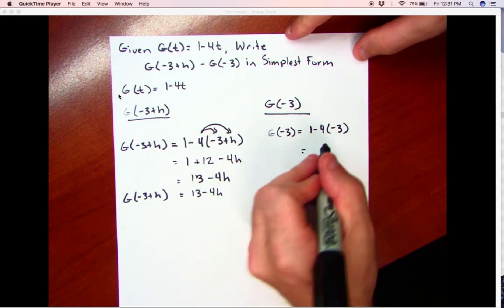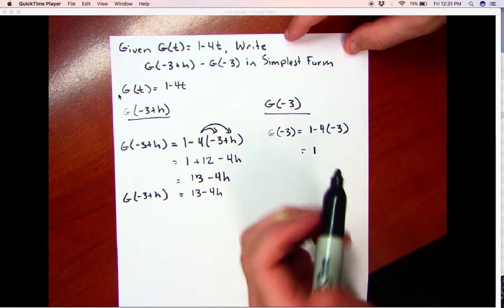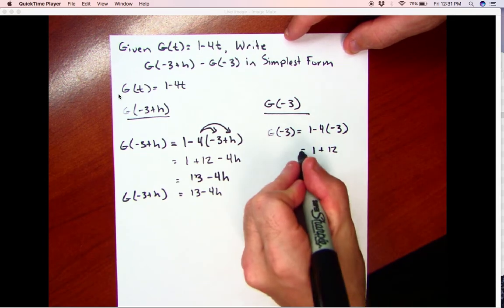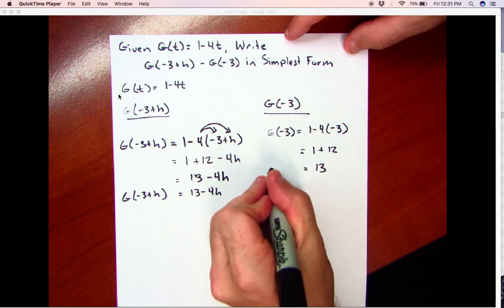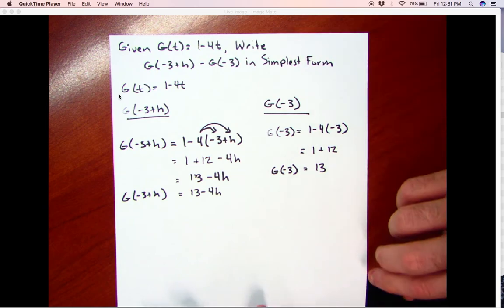So what we got is a 1. Now, minus 4 times a minus 3 gets us a positive 12. And then 1 plus 12 gets us a 13. So in this particular case, g of negative 3 is 13.